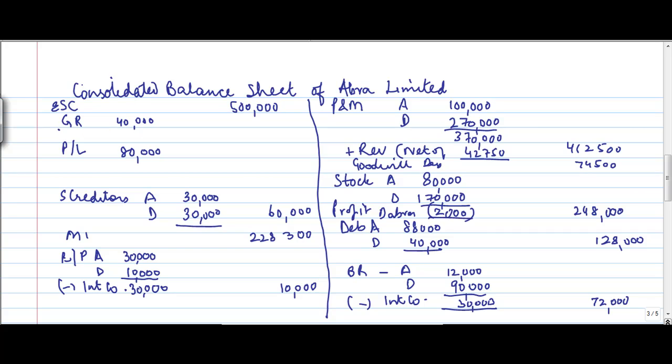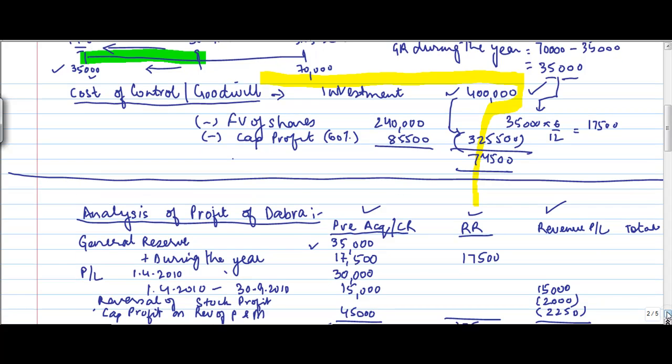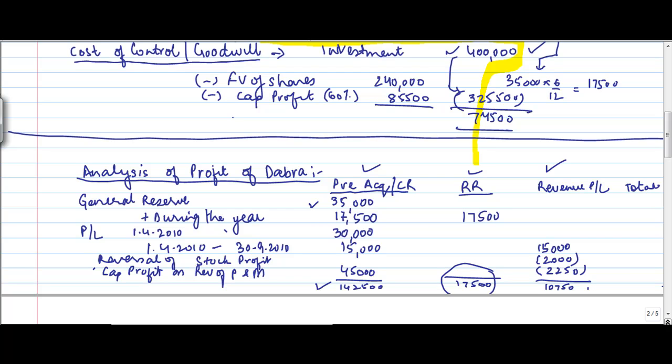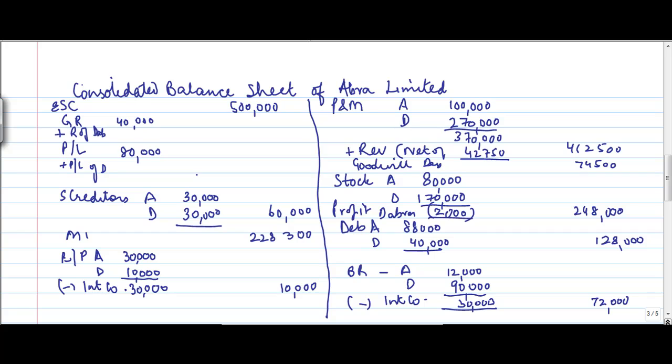So general reserve is this much plus reserve of Dabra plus P&L of Dabra. How much are that? It is 60% of 17,500 and 60% of 10,750. Right? So when you do the calculation for these numbers, this will come as 6450. Sum of this comes as 86,450. For general reserve, 40,000 plus 10,500, 50,500.